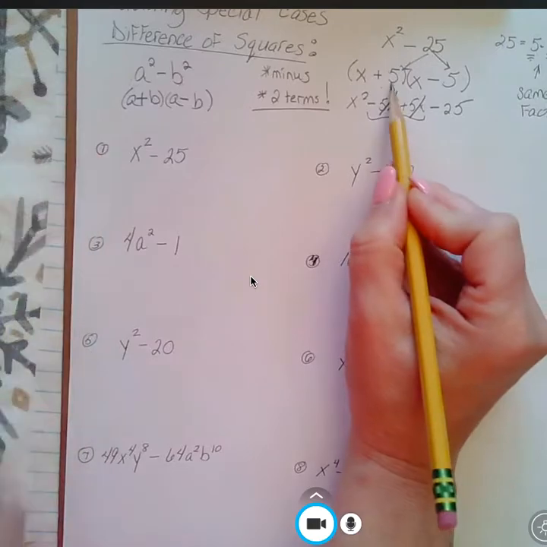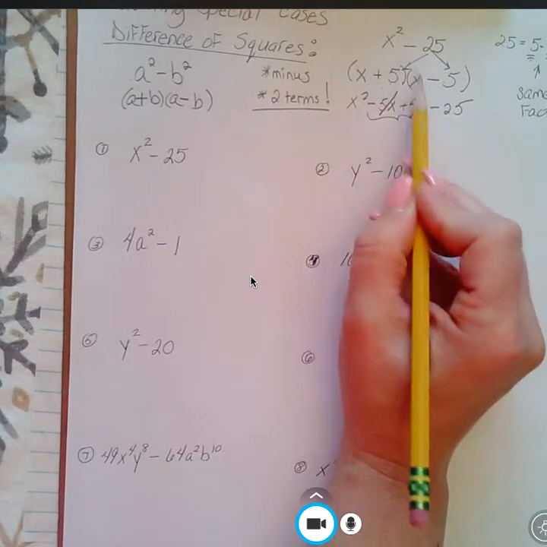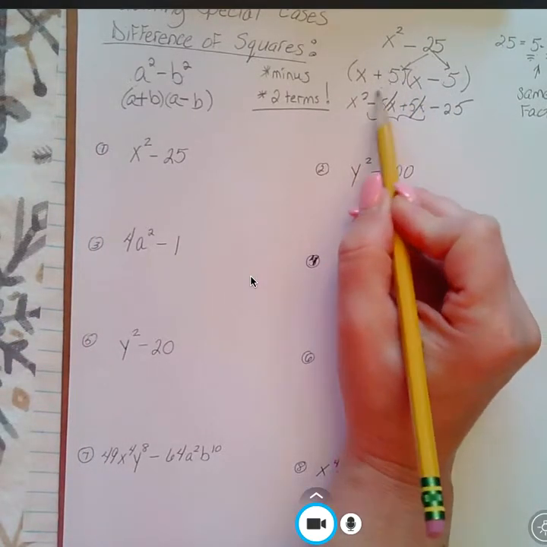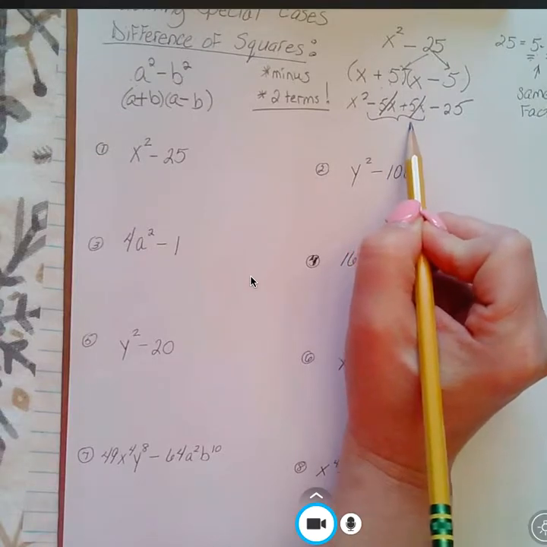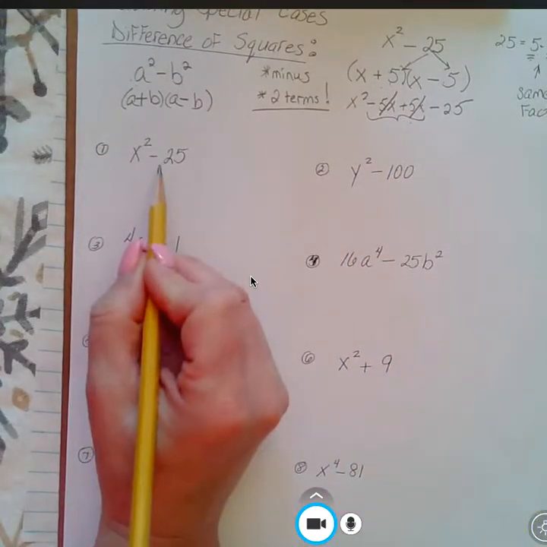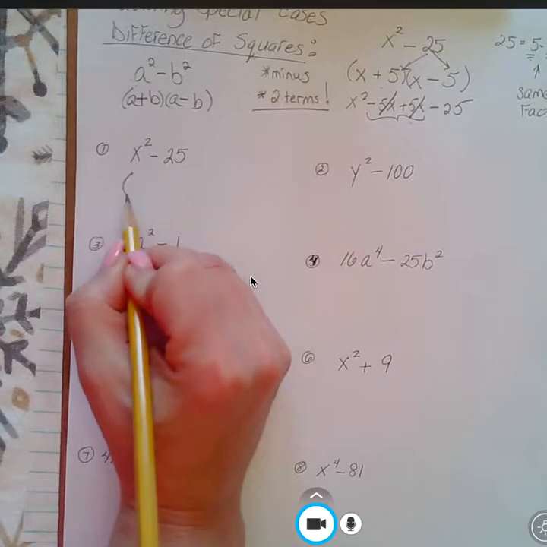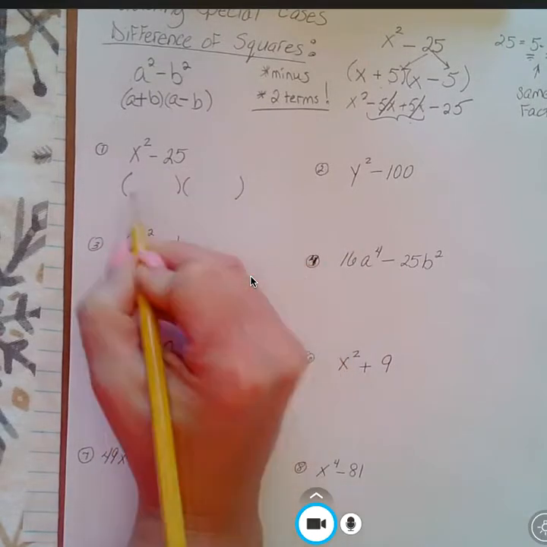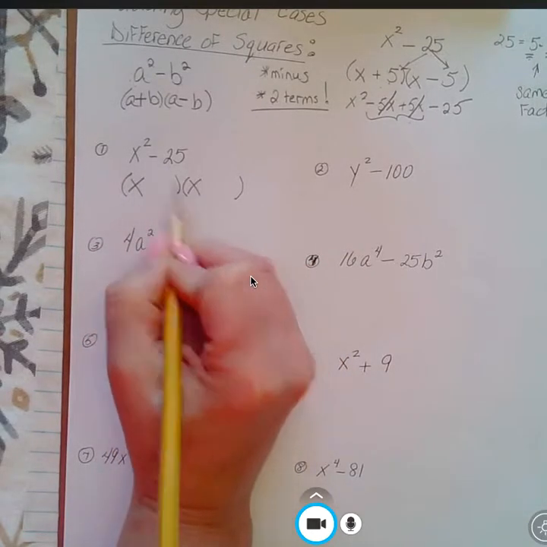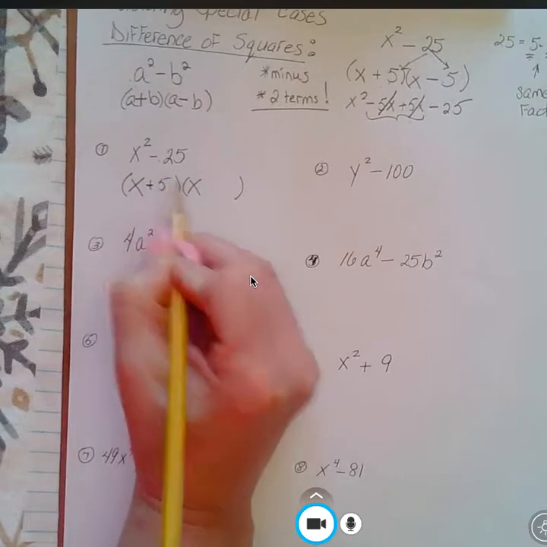And we do want one of each sign because, as we see, if we were to FOIL it out, then those two terms in the middle would cancel out. Oh, look at that. We just did this one. So parentheses, parentheses, x in the beginning of each, plus 5 and minus 5.